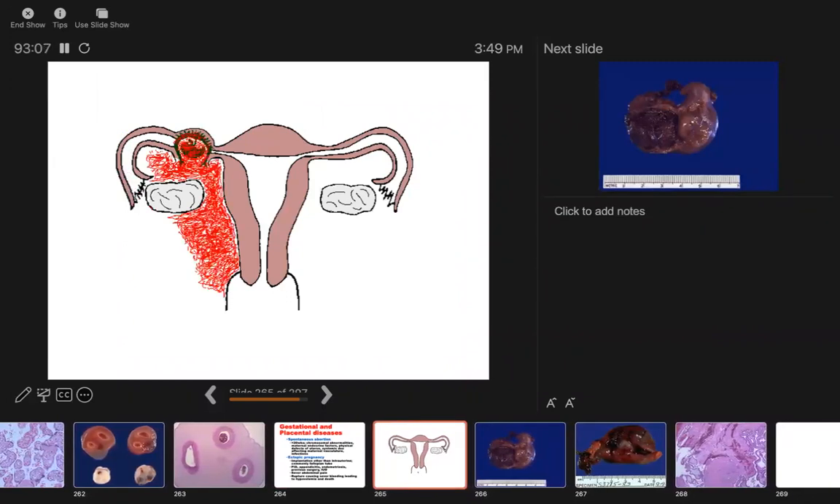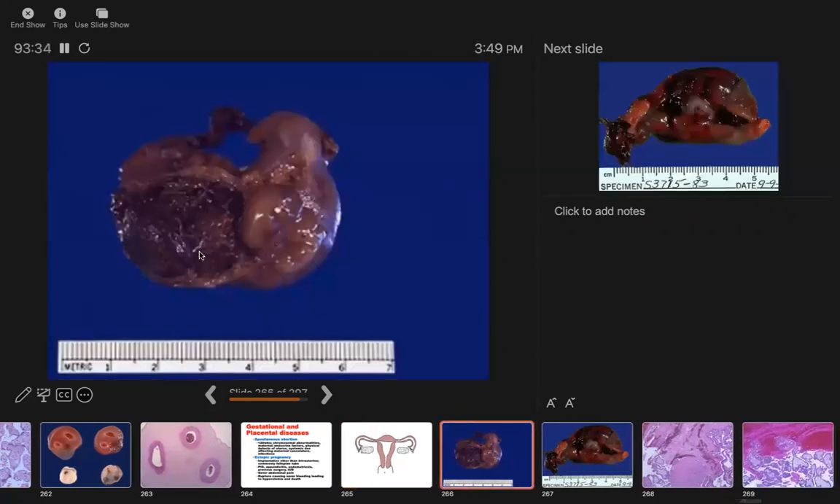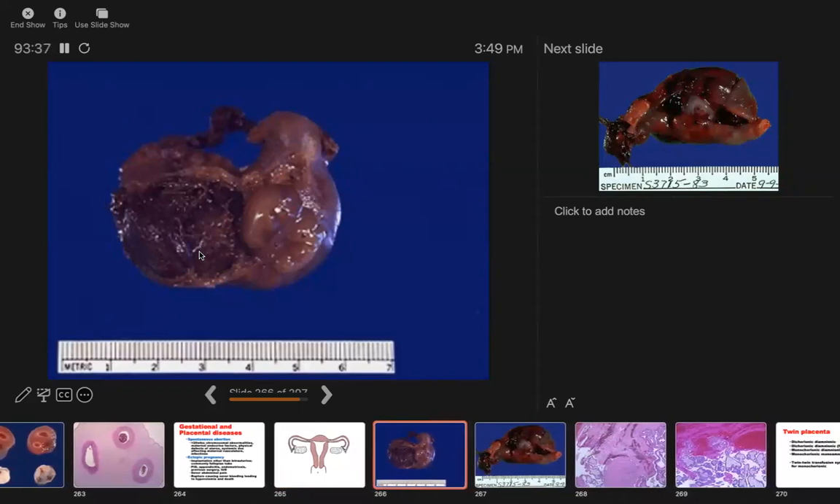The implantation is in the fallopian tube and the baby cannot grow there. The size cannot be accommodated, so eventually it ruptures. Before that happens, you must do an operation, because eventually it will more likely end up in hypovolemic shock, leading to the mortality of the mother. So before that is reached, you have to do salpingectomy or termination of the pregnancy. This is an example of a salpingectomy.